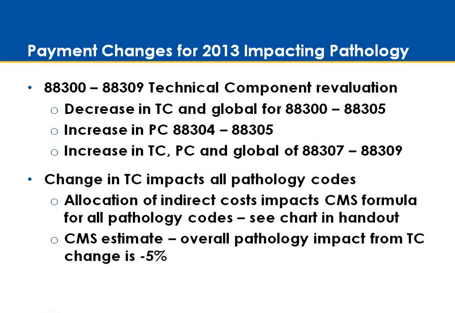As I said, the change in TC for 88305 actually impacts all pathology codes, and that's because this decrease in the TC affects the allocation of the indirect costs. And you did receive a handout earlier today by email. It's the second Stat Line article from November 5th, which at the end of that article has a very nice chart which shows the impact of the new values on a variety of pathology codes. Many codes actually saw a slight increase in their value.